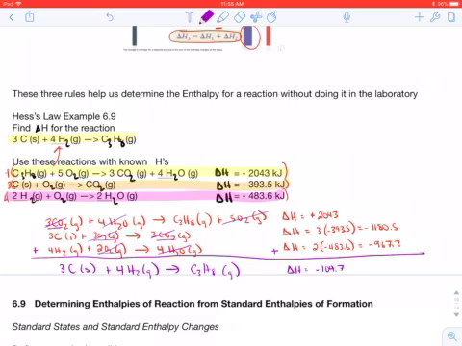104.7. But if we check sig figs, when we're adding and subtracting sig figs, we keep the least number of decimals. Well, this one's accurate to the tens place. This one's accurate to the tenths, and that one's accurate to the tenths. So our answer can only be accurate to the tens place, so that's negative 105, and our label is kilojoules. And there is our answer. And we are done. Great work. See you next time.